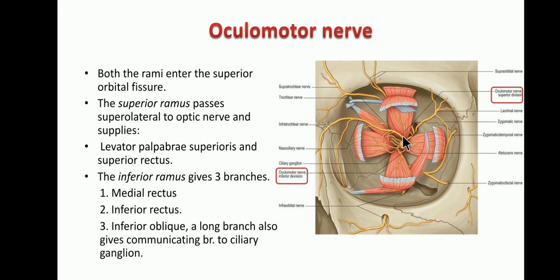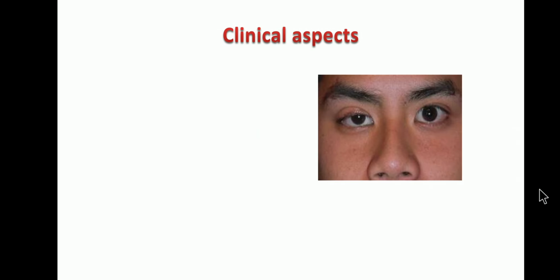So the superior ramus or superior division of the oculomotor nerve supplies your levator palpebrae superioris and the superior rectus. The inferior ramus gives three branches, one to the medial rectus, one to the inferior rectus, and the other to the inferior oblique, which is the largest branch, and also gives a communicating branch to the ciliary ganglion. So that is about the oculomotor nerve.